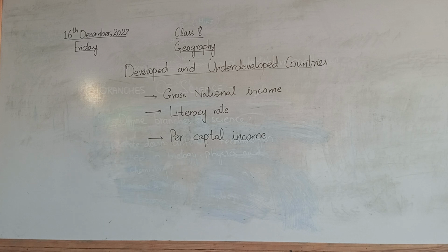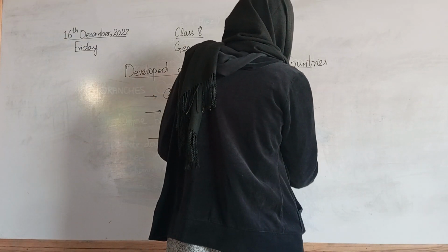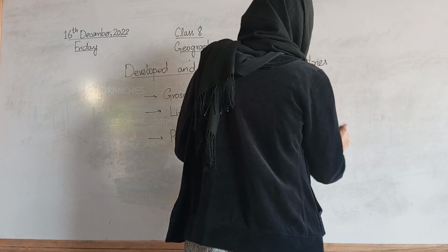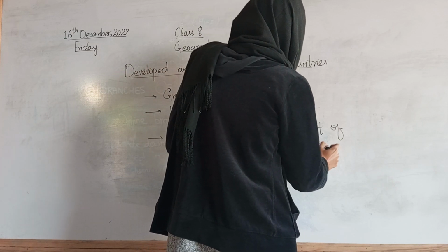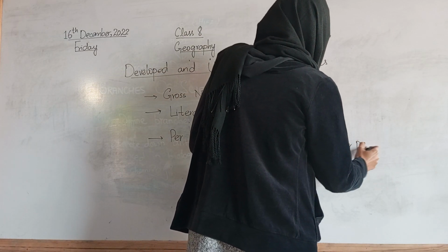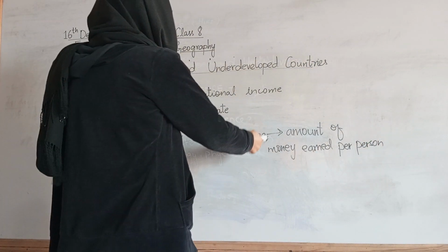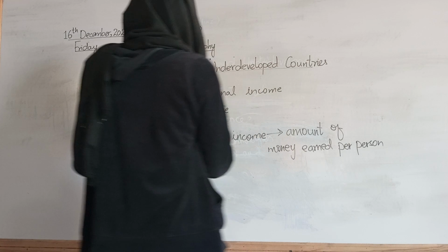Okay, next we have per capita income. What can you guess is meant by per capita income? It's a measure of the amount of money that is earned per person in a nation. So it's the amount of money that is earned per person within a country.